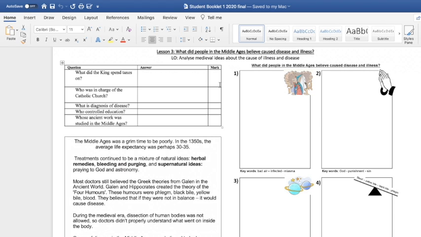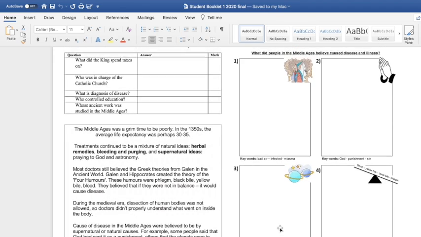So in the same format as usual, we have our low-stake quiz questions here, and they will be reflective of the previous 2 lessons that you've already done. We also have some information here just explaining about each cause and disease.